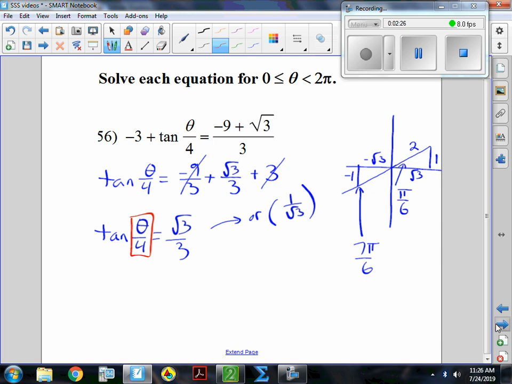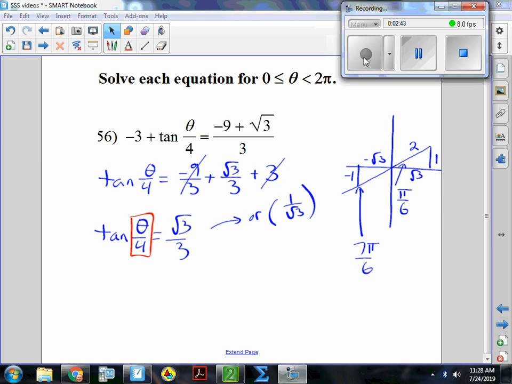You can Desmos that if you want. Go to Desmos, type in tangent theta from 0 to 2 pi. You can set up the radians on Desmos. You can also type in y equals tangent theta divided by 4, and look at how much that graph is stretched out. And we might do that here in a second. Let's go ahead and do that now. I'll pause it and get.